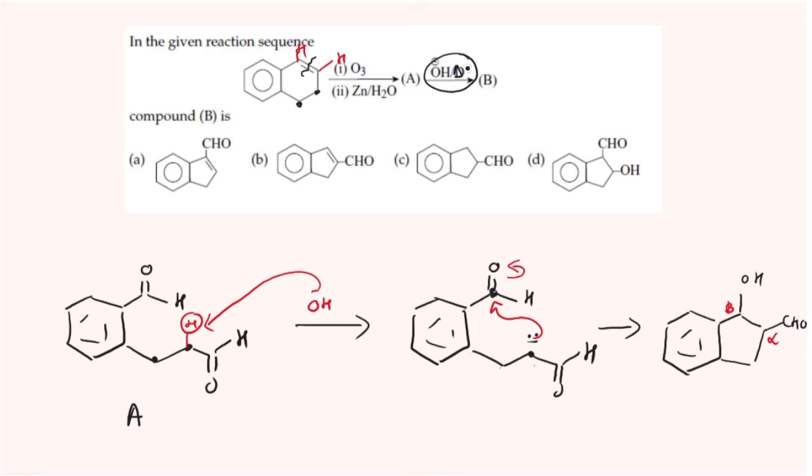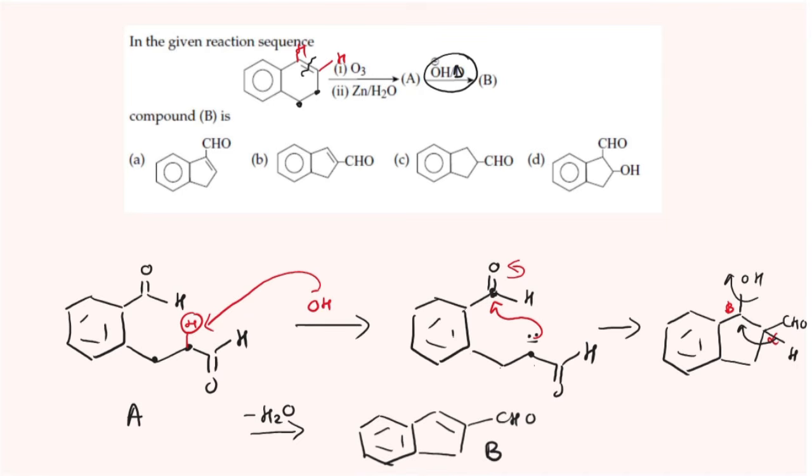Now what happens? Since there is a heating condition, finally it will undergo elimination. This is condensation because we are removing a water molecule. So from the alpha carbon, you're going to remove the hydrogen from the beta hydroxyl group, and then you are going to get alpha beta unsaturated aldehyde like this. The benzene ring will remain as it is. So this will be our final product B.